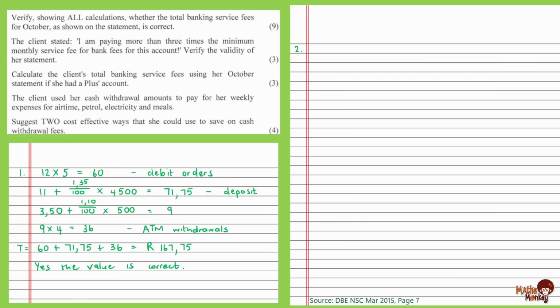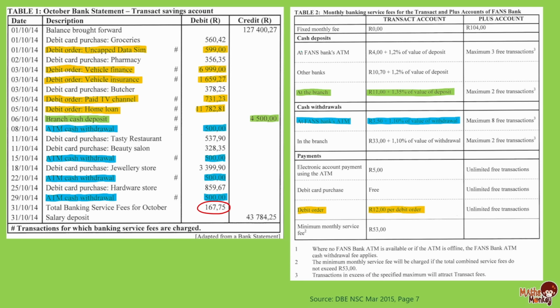Question 2 says, the client stated, I am paying more than 3 times the minimum monthly service fee for banking fees for this account. Verify the validity of her statement. So what she's saying is the 167.75 that she's paying is 3 times more the minimum monthly service fee. So let's look at, where is the minimum monthly service fee? Here it is. Okay, that's the value, the minimum. So she's saying that she's paying 3 times more, and we have to show that's the truth.